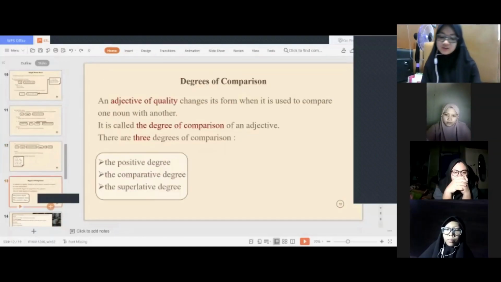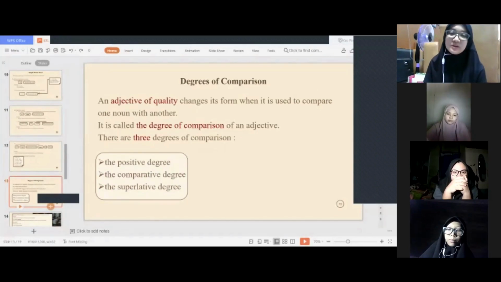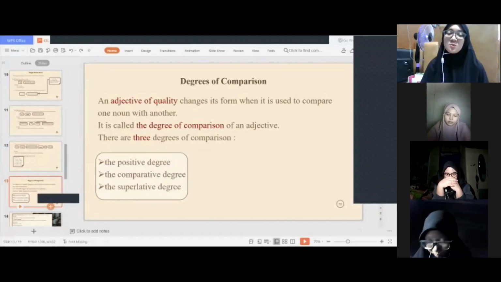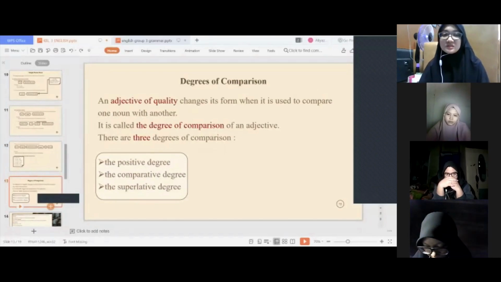Okay, thank you, Siti Fatima. And now we have degrees of comparison, and I will explain to you what degrees of comparison is.